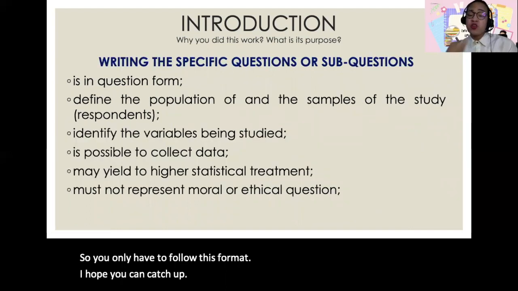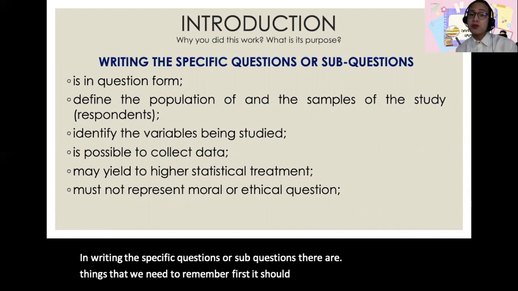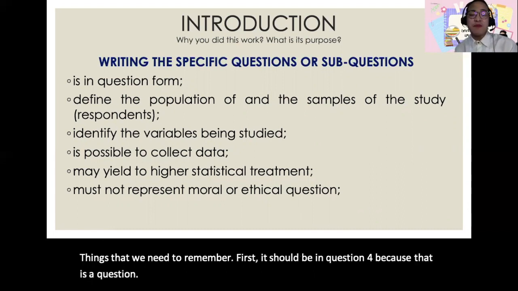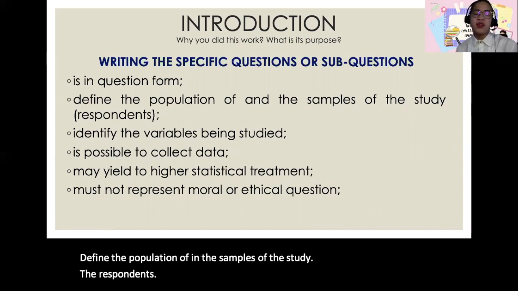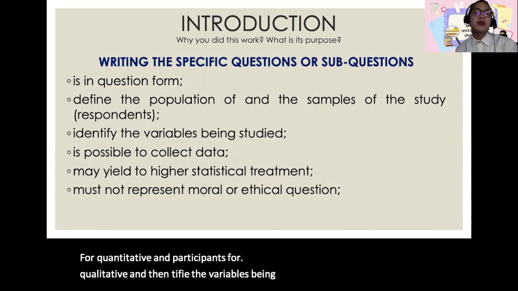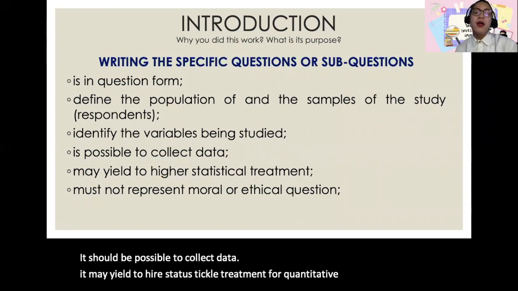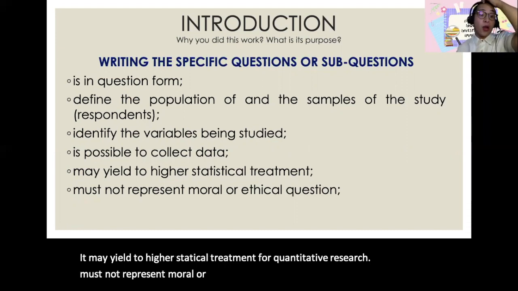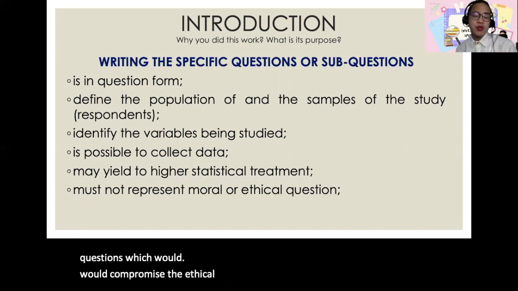In writing the specific questions or sub-questions, there are things that we need to remember. First, it should be in question form because that is a question. Define the population and the samples of the study, the respondents for quantitative and participants for qualitative. Identify the variables being studied. It should be possible to collect data. It may yield to higher statistical treatment for quantitative research. It must not represent moral or ethical question. So we should avoid asking questions which would compromise the ethical considerations in doing research.